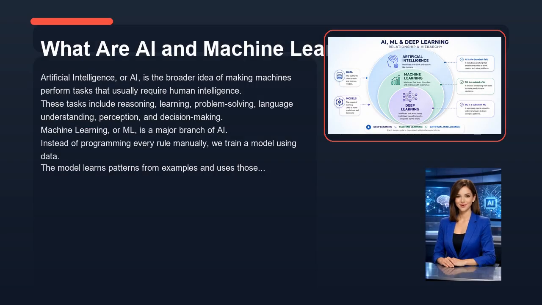Artificial intelligence, or AI, is the broader idea of making machines perform tasks that usually require human intelligence. These tasks include reasoning, learning, problem-solving, language understanding, perception, and decision-making. Machine learning is a major branch of AI. Instead of programming every rule manually, we train a model using data. The model learns patterns from examples and uses those patterns to make predictions or decisions. So, AI is the overall goal, while machine learning is one important method used to achieve that goal.